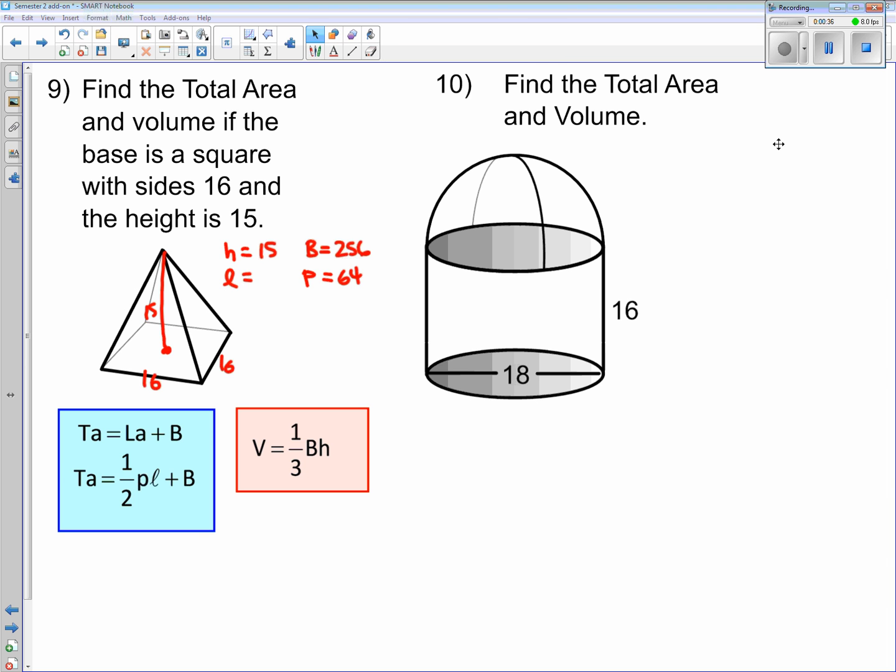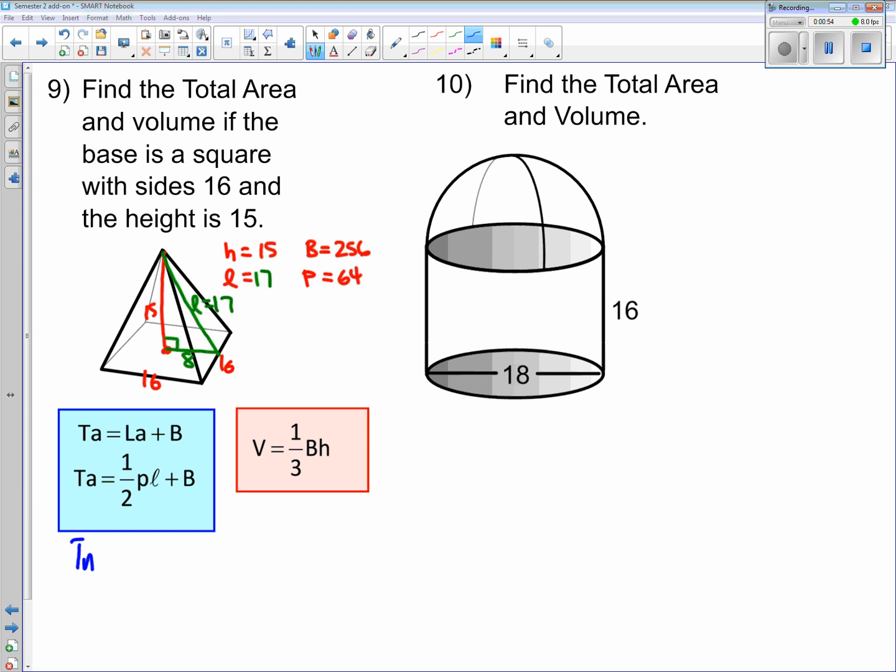As far as finding the slant height, I'm going to draw it in here, connect the dots, and the bottom piece of that right triangle is going to be half of 16, so 8. So the slant height must be whatever goes with 8 and 15, which ends up being 17. Now I've got all the numbers I need to plug into my formulas.